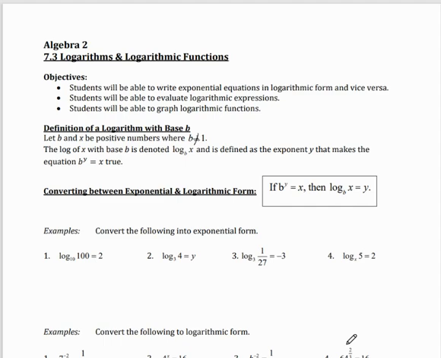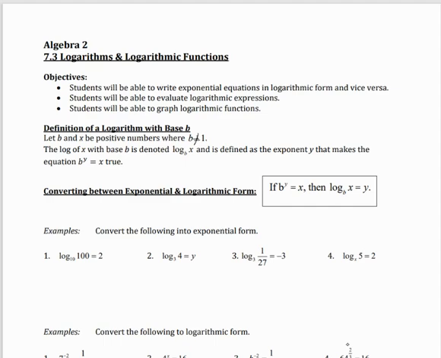So let b and x be positive numbers where b cannot equal 0. Then the log of x with a base b is denoted log base b of x. And it's defined as the exponent y that makes the equation b to the y equals x true. Well, what does that really mean, right?